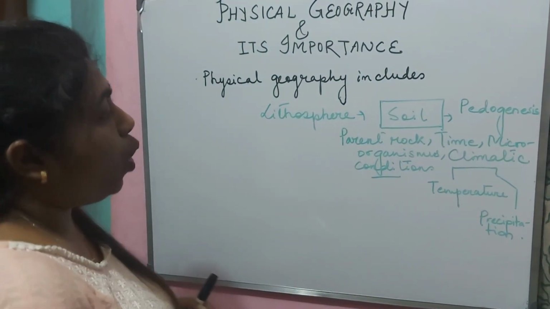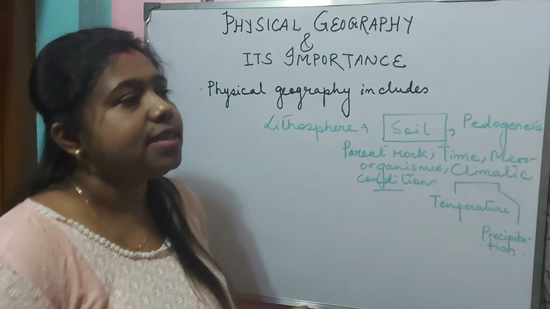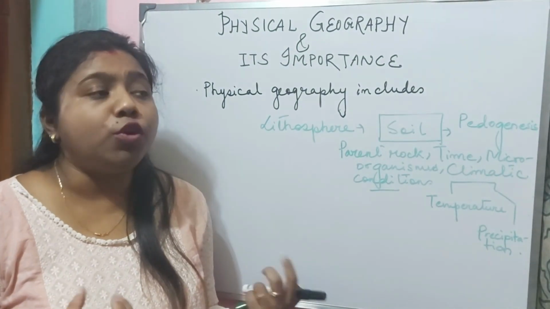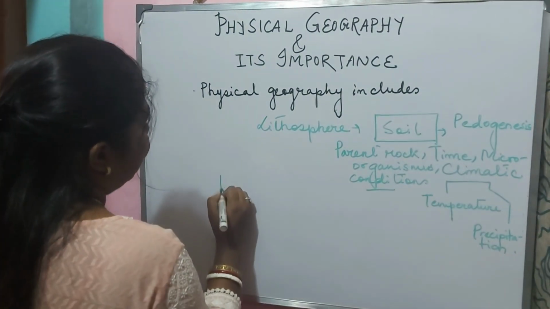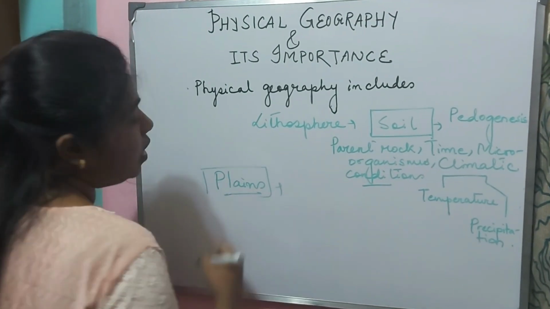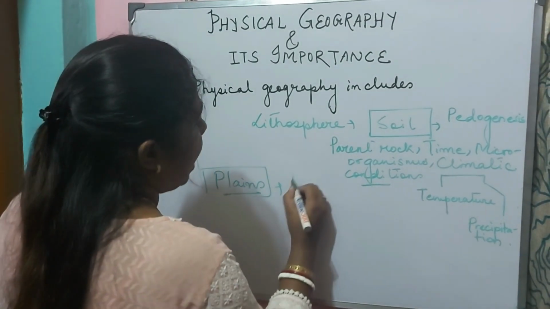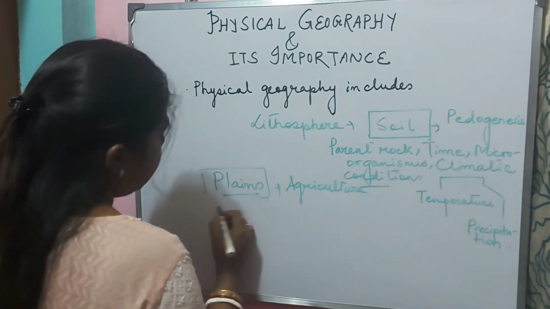Now in the lithosphere, we will see mountains, plains, plateaus. That means lithosphere is providing us the land where human beings are utilizing the land for their own means. Like as we see plains. Plains are important. Why are the plains important? Because they provide a base for agriculture or for settlements, right?